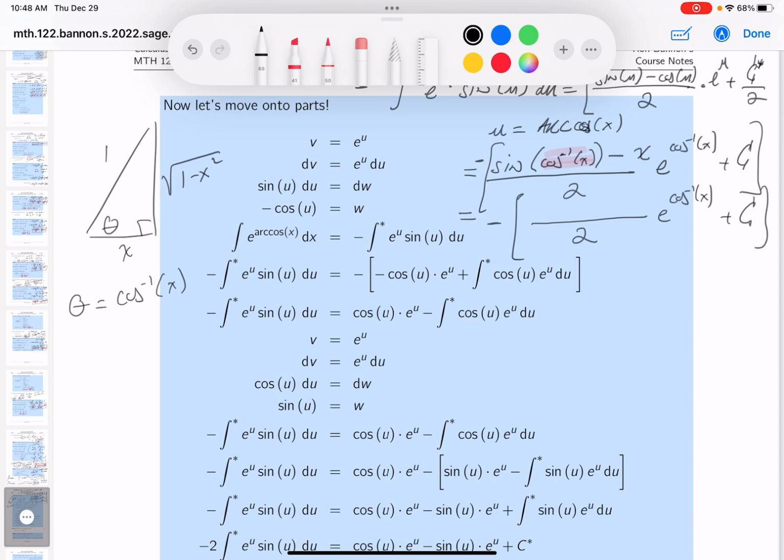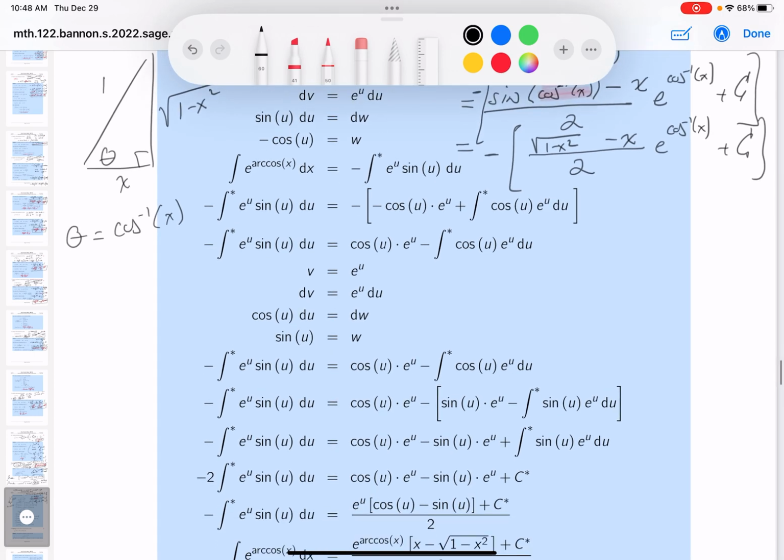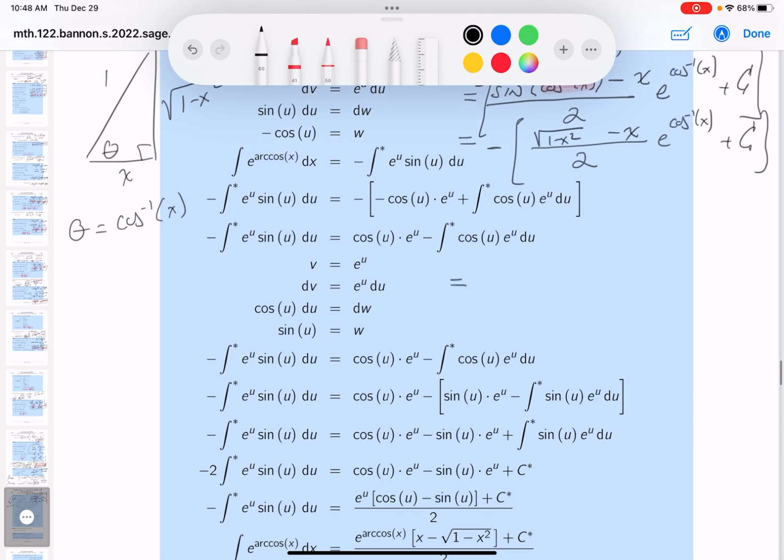And we're going to get what? We're going to get minus x here. And the sine of that is going to be this. Let's just clean it up a tiny little bit. And what do you get over there? You would get x minus the root of 1 minus x squared over 2, e to the arc cosine of x. And minus a c plus c, it really doesn't matter. I'll just put down plus c.